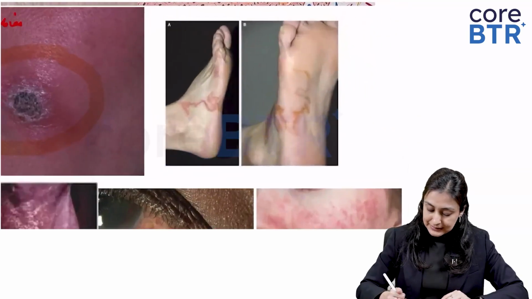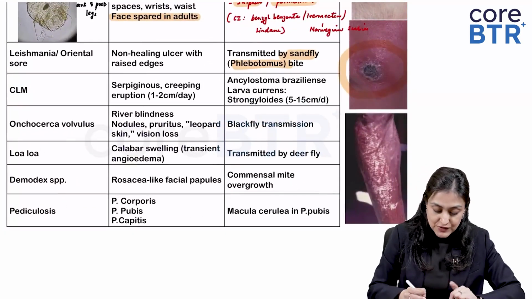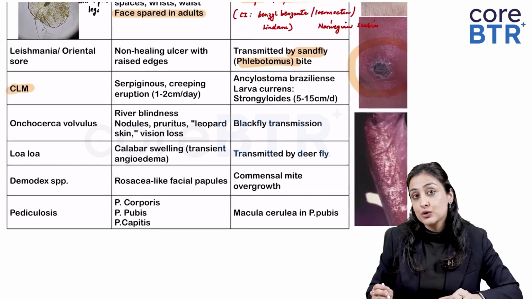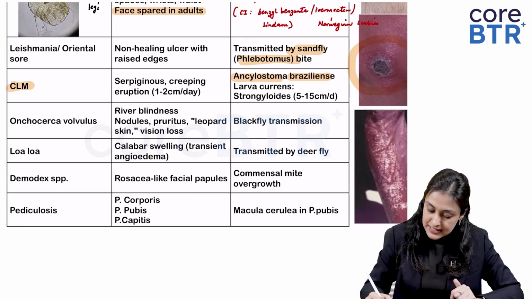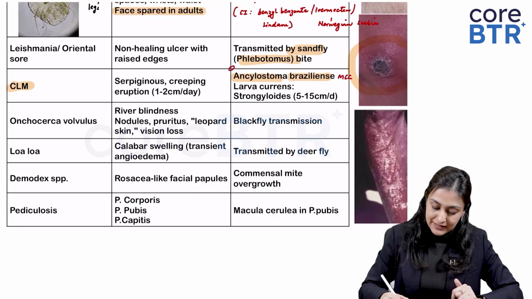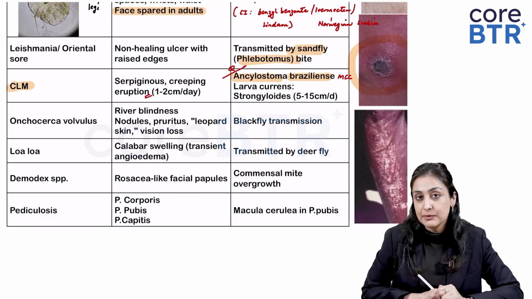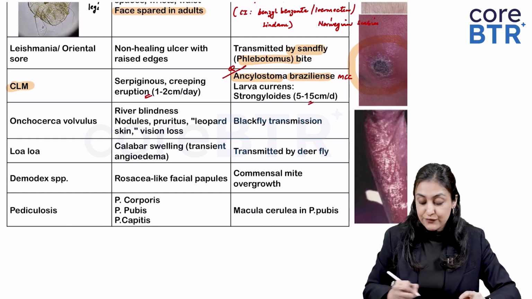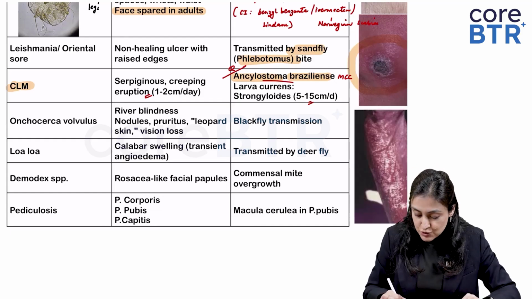Then look at this creeping pattern, very commonly asked. This is cutaneous larva migrans. This happens because of animal hookworms. So animal hookworm, Ankylostoma brasiliensis, is the most common cause. That's a PYQ, right? And these creeping eruptions progress at 1 to 2 centimeter per day. But if it progresses faster, 5 to 15, we call it larva currens, and that is strongyloides.